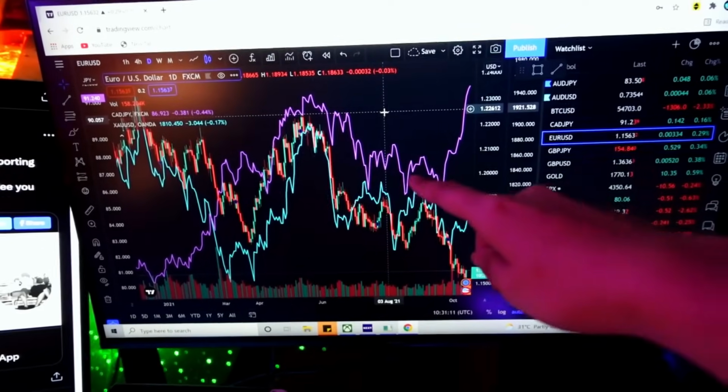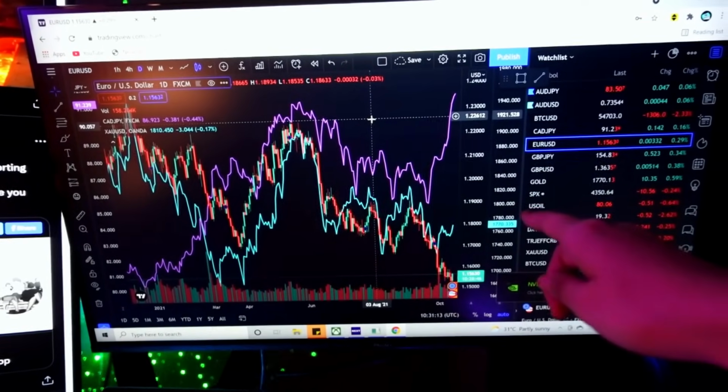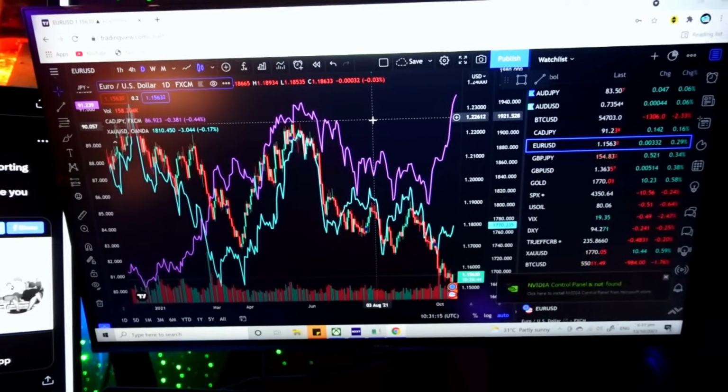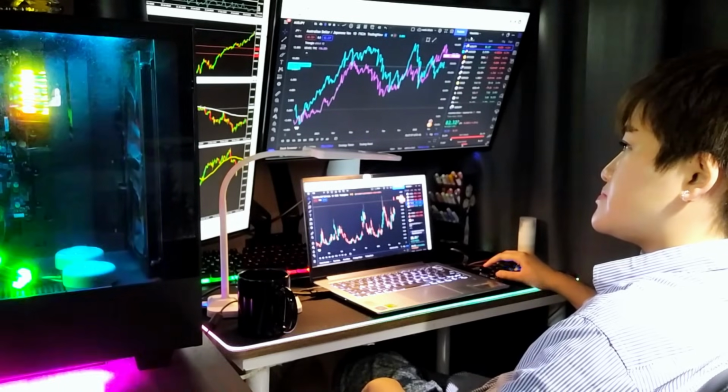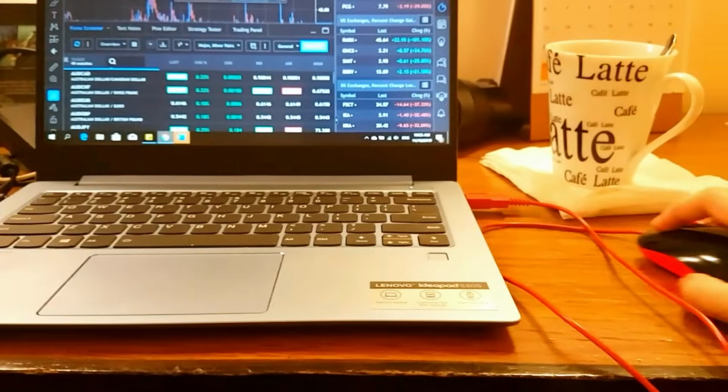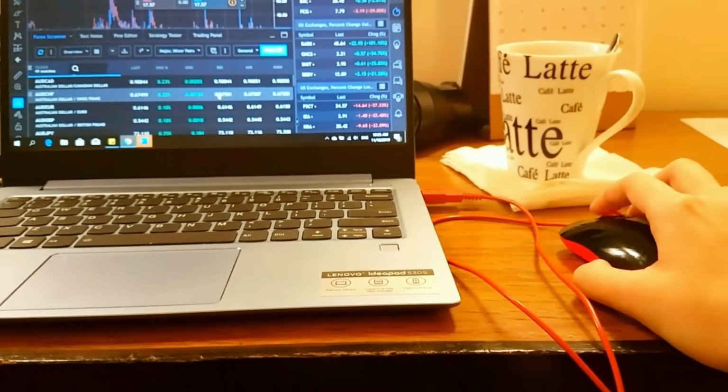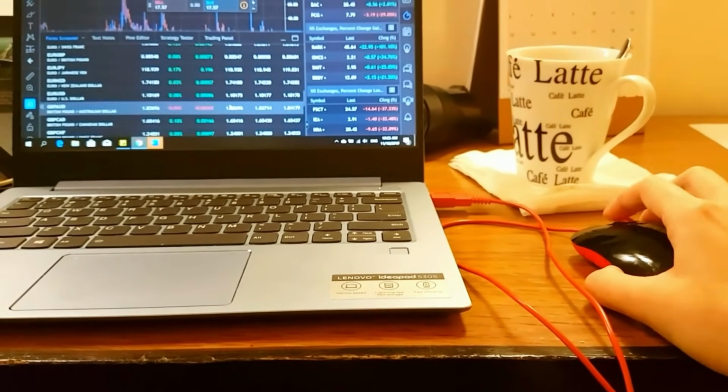Now personally for me, I like to use a separate charting platform for analysis, whereas my broker has their own charting platform, but I don't really use their services. I just use them to execute the trade. So for the charting analysis, as a beginner, you can just start with using TradingView. It's very simple, beginner friendly. I've already done a video tutorial on that.